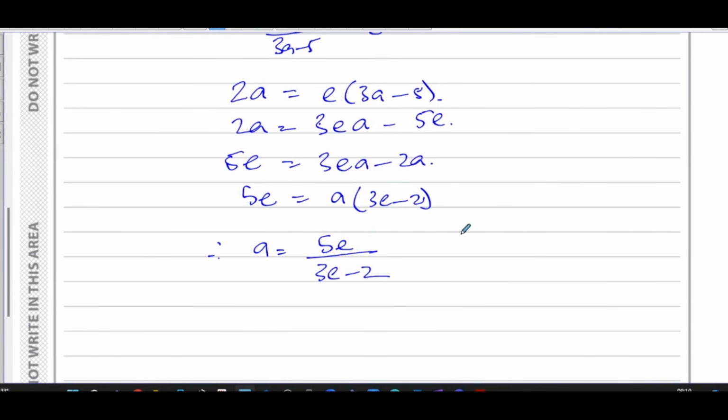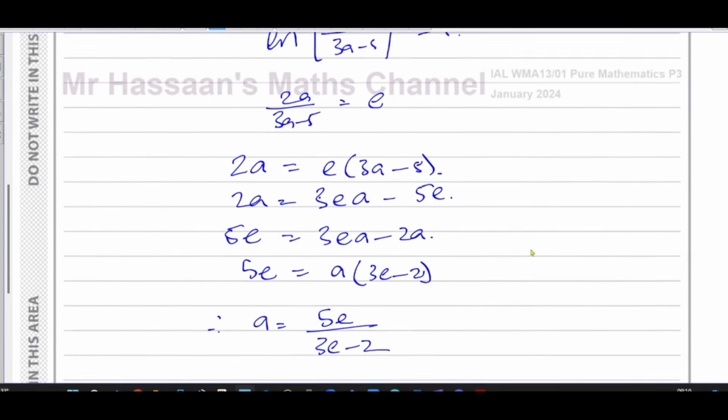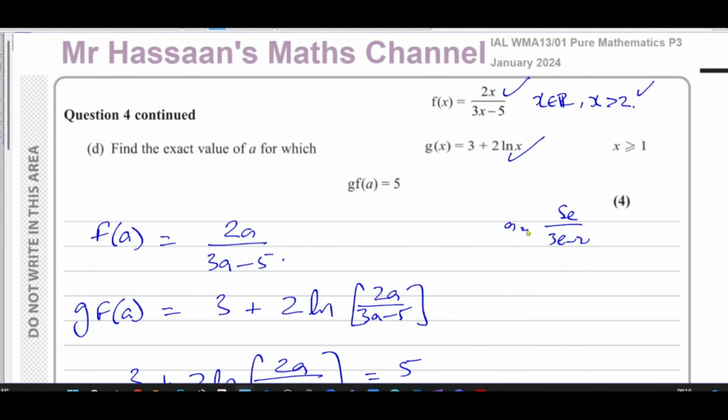Now, if you ended up with 2 answers and one of them doesn't fulfill those 2 conditions, that it can go into f and the output of f can go into g, then it will not be a solution that we can accept. That does come up sometimes, so we should be aware of it. So there's the end of question number 4.